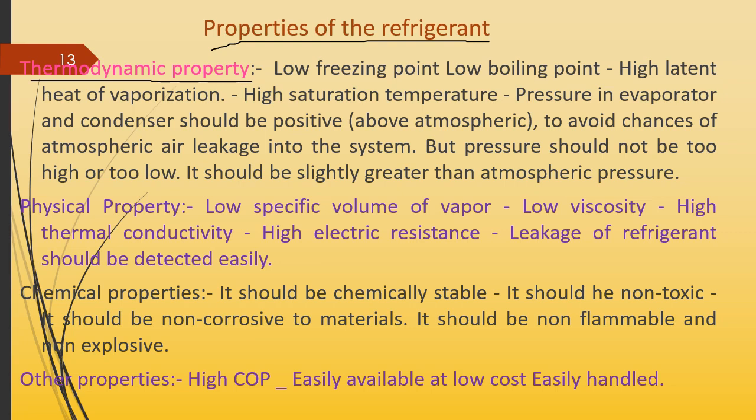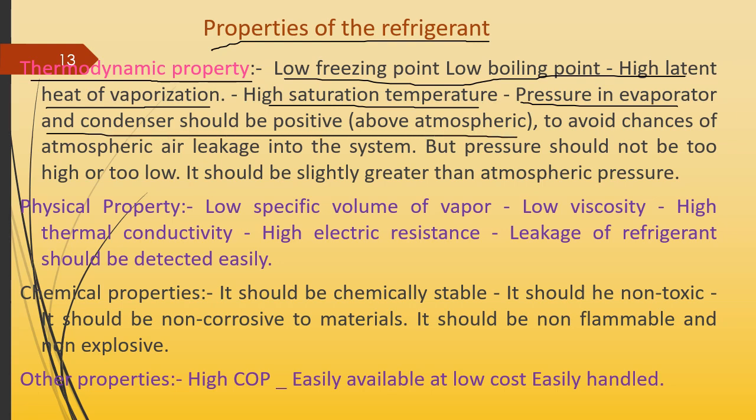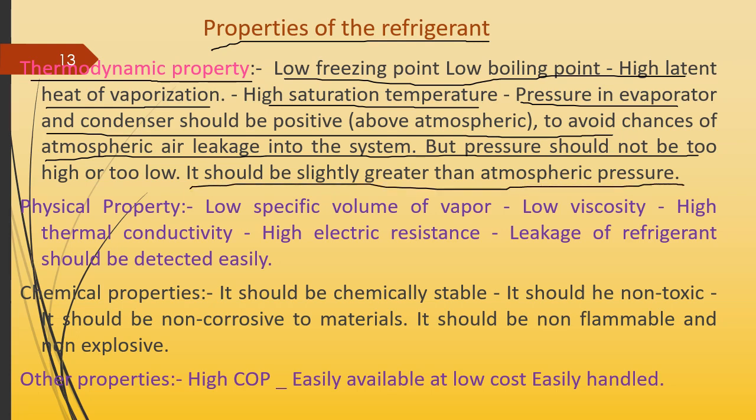In the thermodynamic property, we expect a low freezing point, low boiling point, high latent heat of vaporization, and high saturation temperature. Pressure in the evaporator and condenser should be positive, that is above atmosphere, to avoid the chance of leakage of air into the system. But pressure should not be too high or too low. It should be slightly greater than the atmospheric pressure. So what we can expect is low freezing point, low boiling point, high latent heat of vaporization, high saturation temperature and positive pressure in the thermodynamic property.